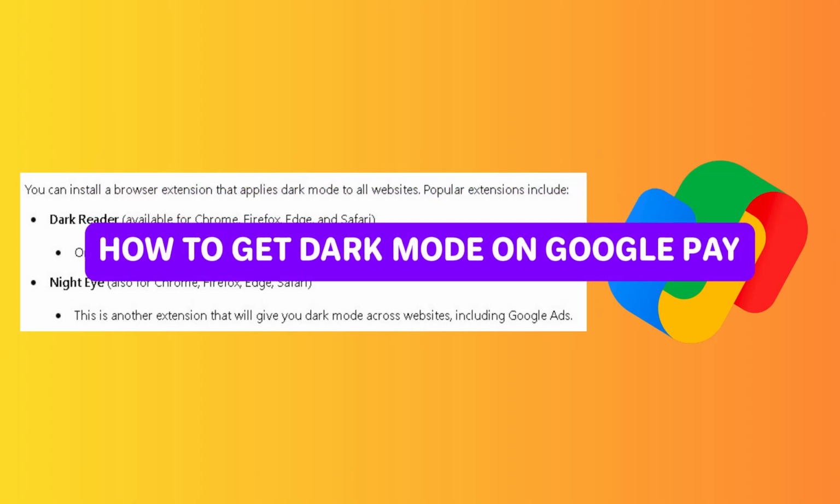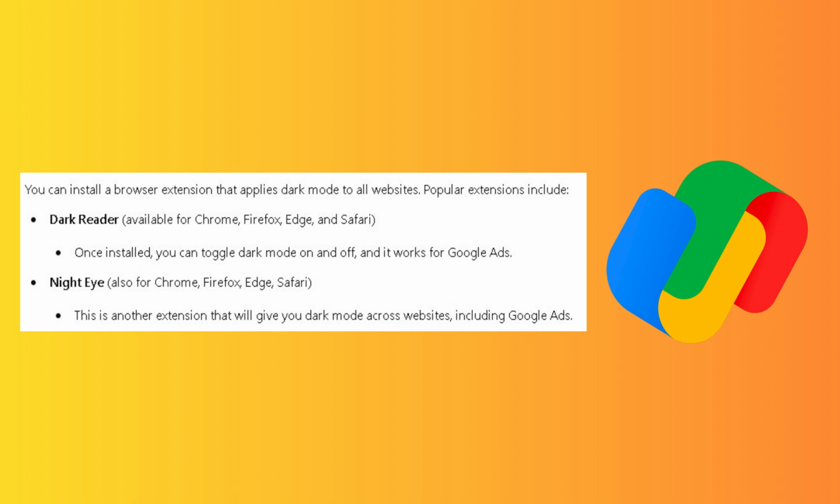In this video, you will learn how to get dark mode on Google Pay. First, you can install a browser extension that applies dark mode to all websites on Chrome. The popular browser extensions are Dark Reader. Once this is installed, you can toggle dark mode on and off, and it works for all of Chrome sites.